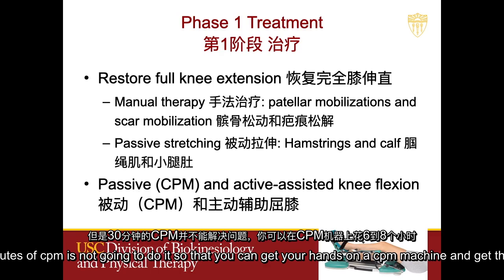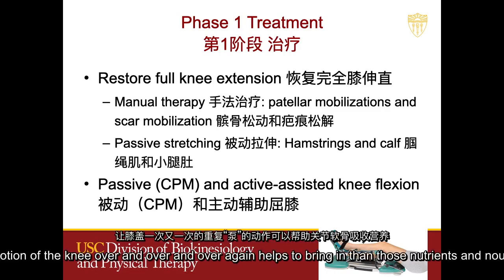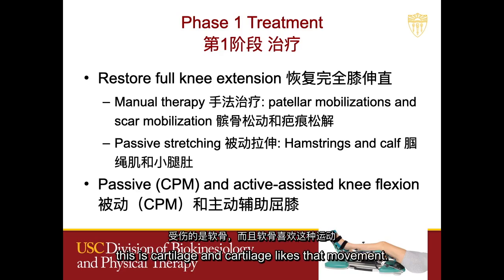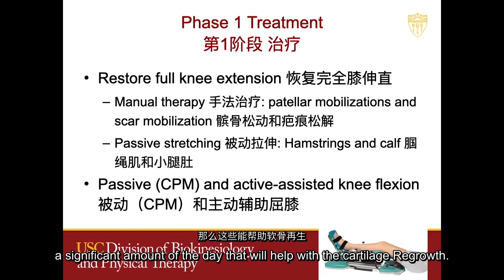So if you can get your hands on a CPM machine and get that 6 to 8 hours, remember, we're trying to improve the synovial fluid, and getting that pumping motion of the knee over and over and over again helps to bring in those nutrients and nourish that articular cartilage, as well as prevent adhesions and things like that. But remember, this is cartilage, and cartilage likes that movement. So if you can get CPM and do it 6 to 8 hours a day, or do some sort of active assistive knee flexion a significant amount of the day, that will help with the cartilage regrowth.